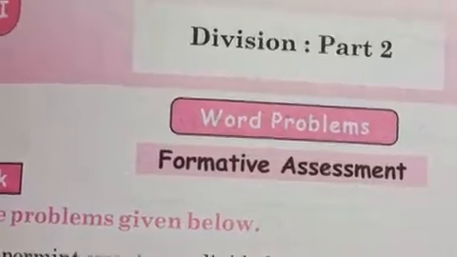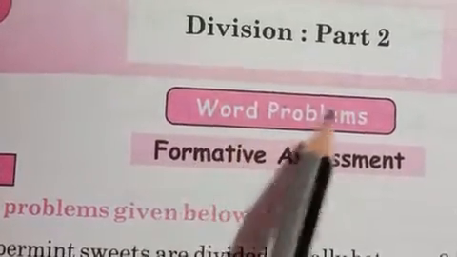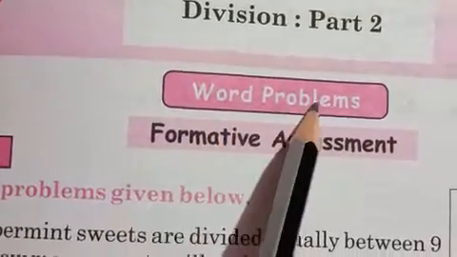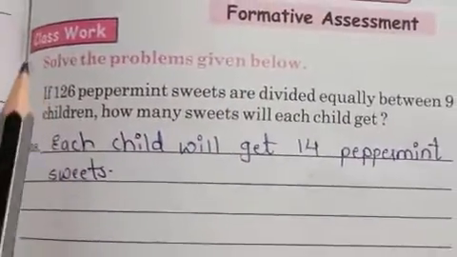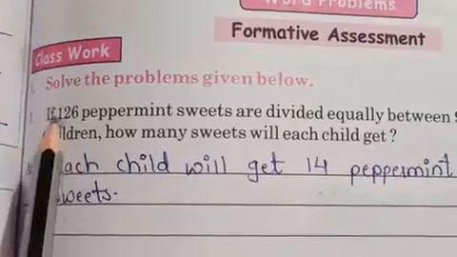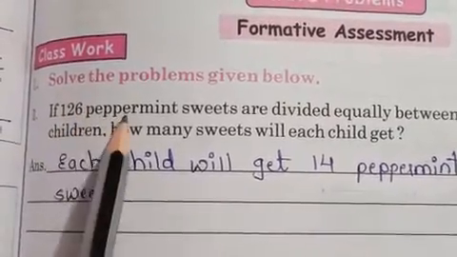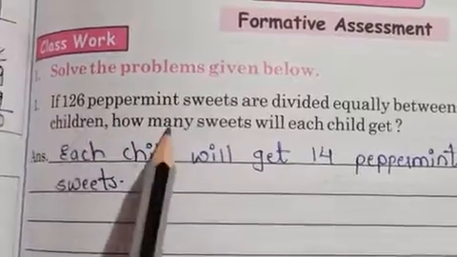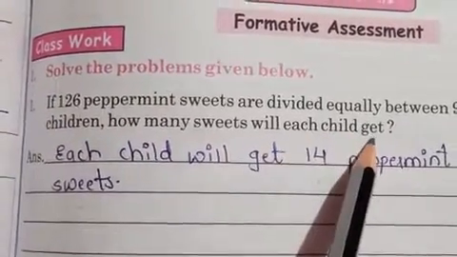Now students, here on page number 55 the question is word problems formative assessment. Now we are going to see word problems of division. Okay, so in that first question is that if 126 peppermint sweets are divided equally between 9 children, how many sweets will each child get?